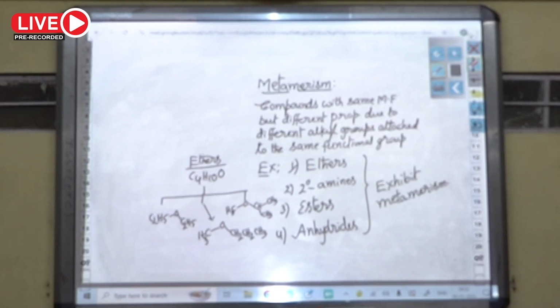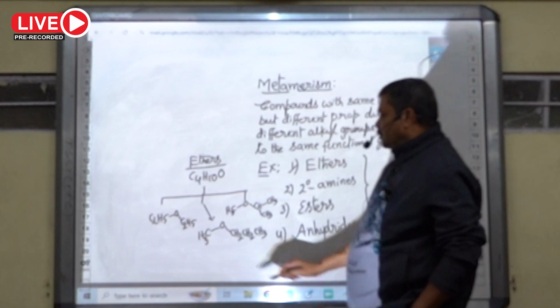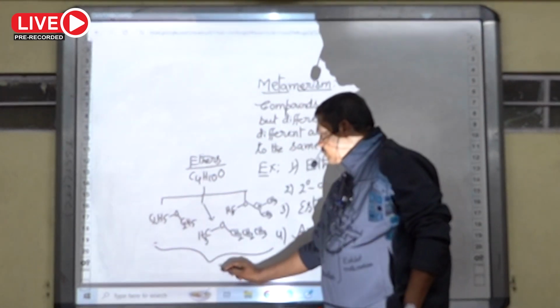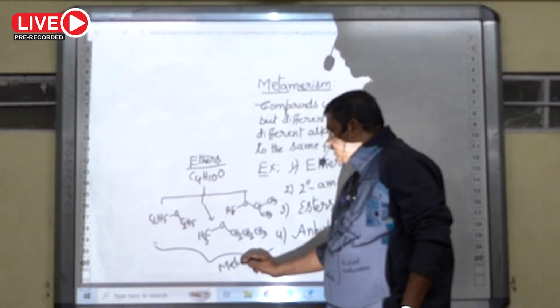What is that? C4H10O. In what aspect do they differ? They differ in terms of the nature of alkyl groups. That's why they are called metamers. These three are metamers.